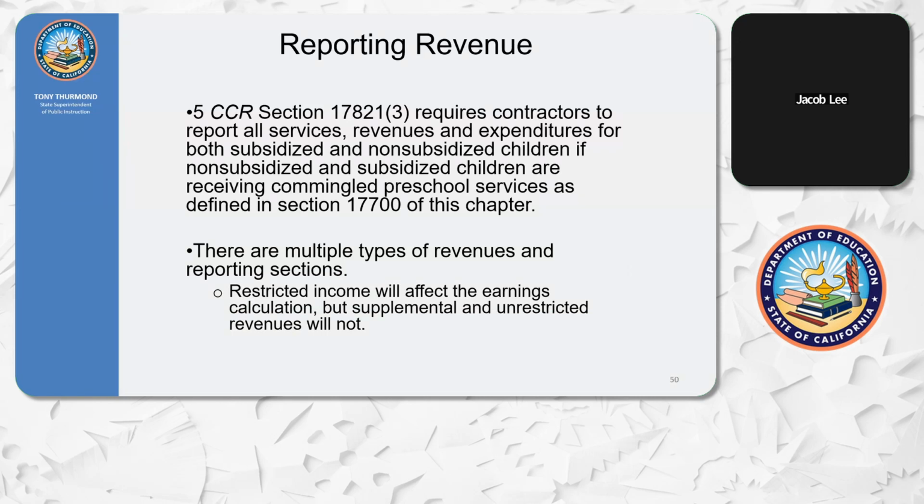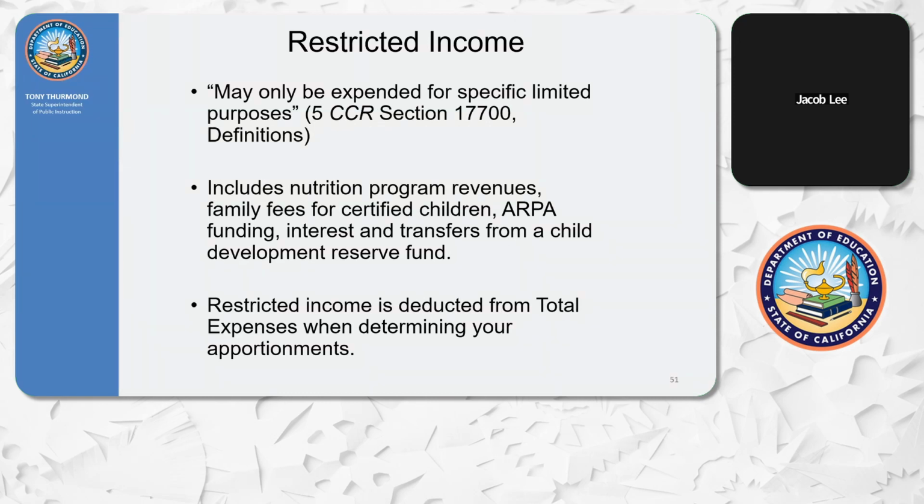All right, so for reporting revenue, Title V, Section 17821 requires contractors to report all services, revenues, and expenditures for both subsidized and non-subsidized children if non-subsidized and subsidized children are receiving commingled preschool services as defined in Section 1770 of this chapter. There are multiple types of revenues and reporting sections. Restricted income will affect the earnings calculation, but supplemental and unrestricted revenues will not. Restricted income may only be expended for specific limited purposes. This includes nutrition program revenues, family fees for certified children, ARPA funding, interest and transfers from a child development reserve. Restricted income is deducted from total expenses when determining your apportionments.